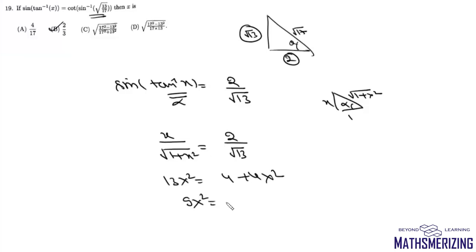So 9x square is 4. So the value of x is plus or minus 2 by 3. Now here the value of x is 2 by 3 since the right hand side is positive. So that's your option number B.